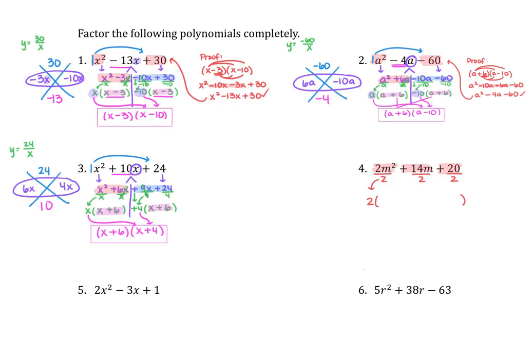And I'm going to simplify. 2m squared divided by 2 would leave me just m squared. 14m divided by 2 would leave me 7m. And 20 divided by 2 would leave me 10. Once I get here, I'm actually going to then factor what's left over inside of these parentheses using all the things I've been doing by creating my x.